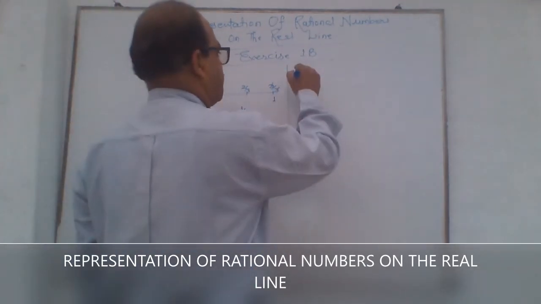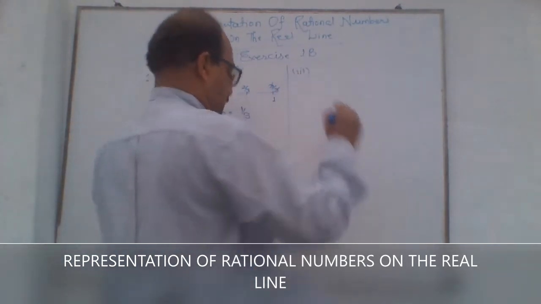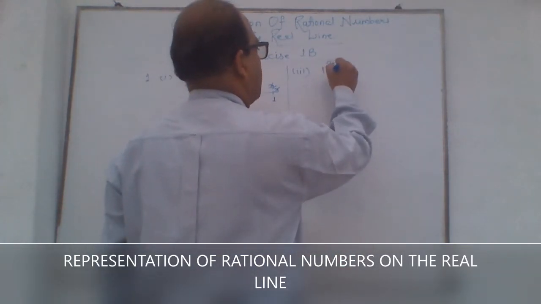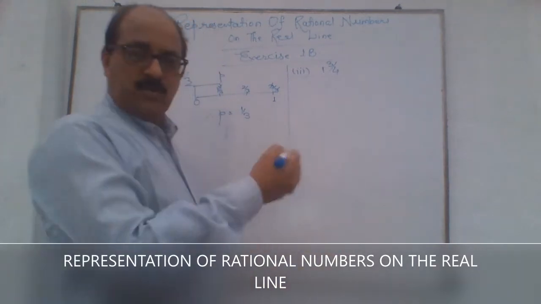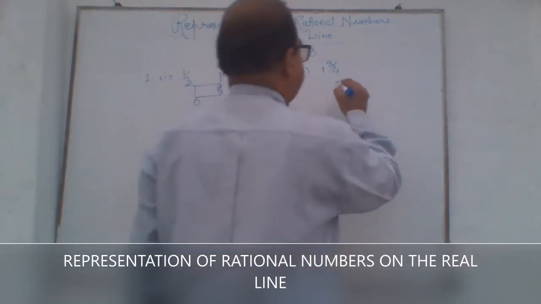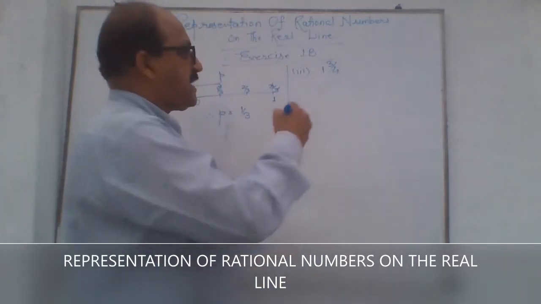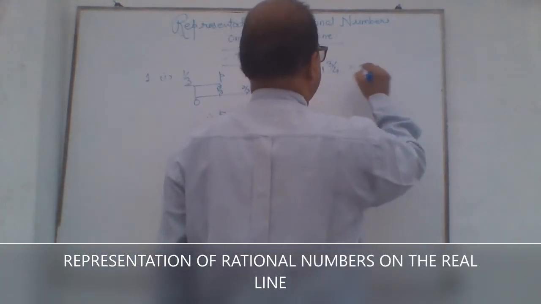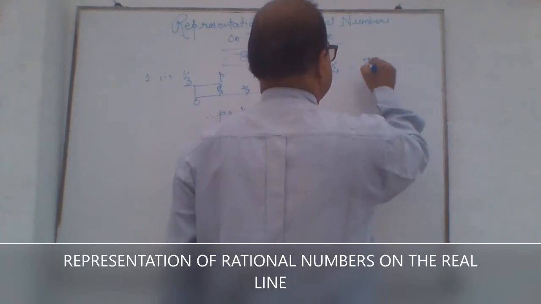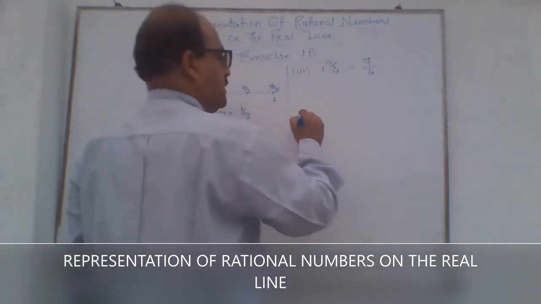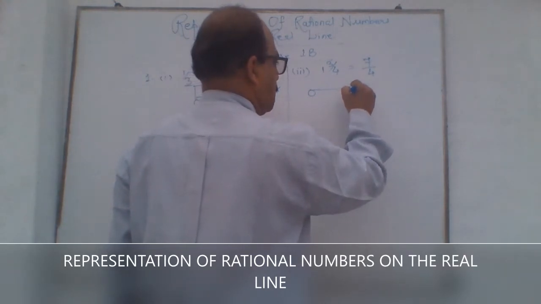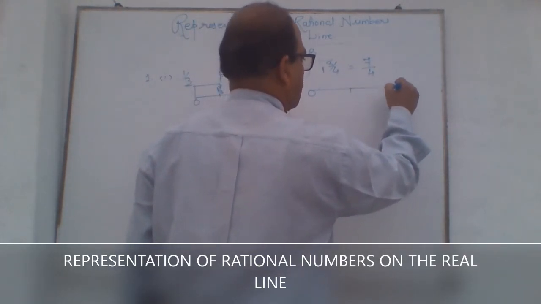Question number 3. 1 whole 3 by 4. How do we represent it? At first this is a mixed fraction. Make it an improper fraction. 4 ones are 4 plus 3 is 7, so 7 by 4. Now the same way, 0, this is the first block and second block.